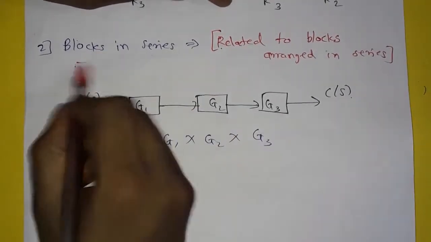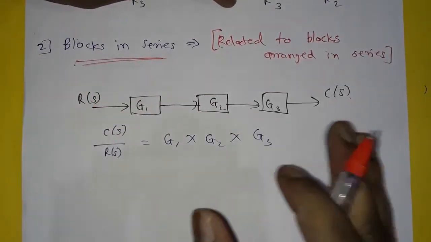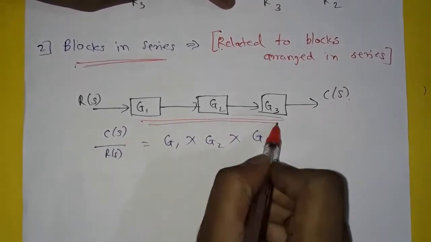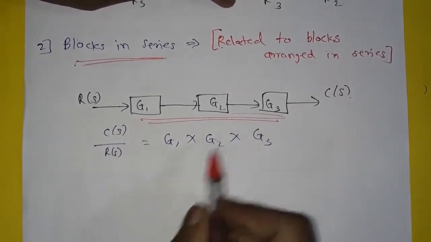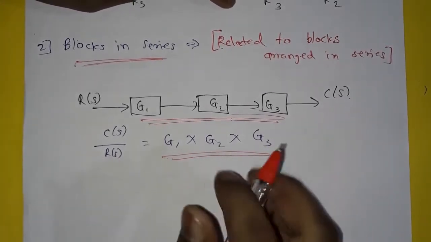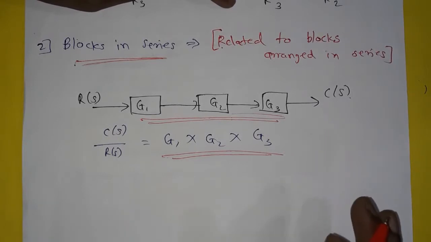This law says that if blocks are arranged in series, then each block we have to multiply like this. This is blocks in series rule.